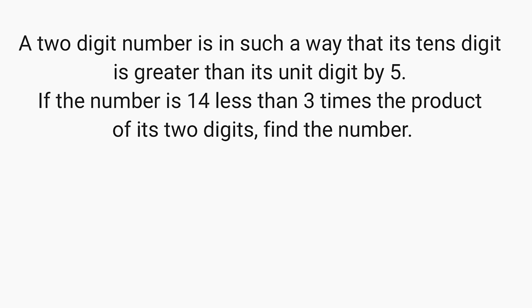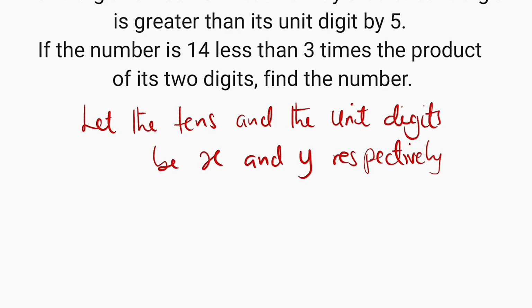Let the tens and the unit digits be x and y respectively. You should also know that we cannot write it as xy, because in mathematics, this stands for multiplication, x times y. Instead, we know that every two-digit number can be written as 10 multiplied by the tens number plus the unit number. So this implies that the number is 10x plus y. So this is the required number.